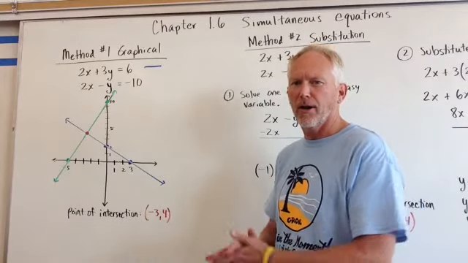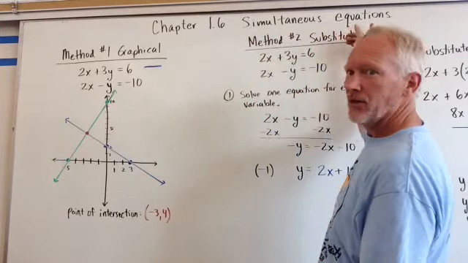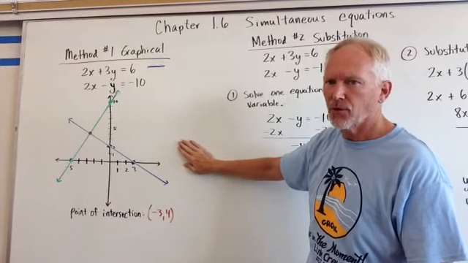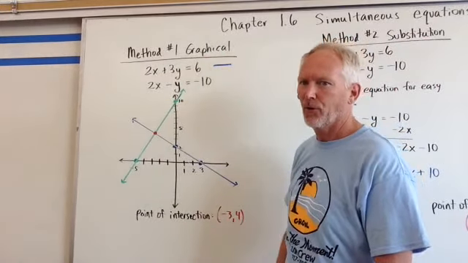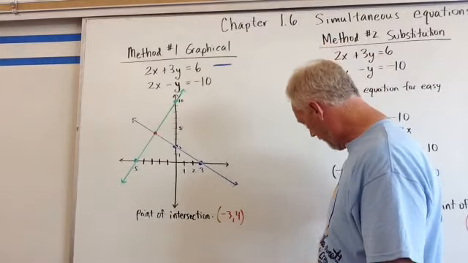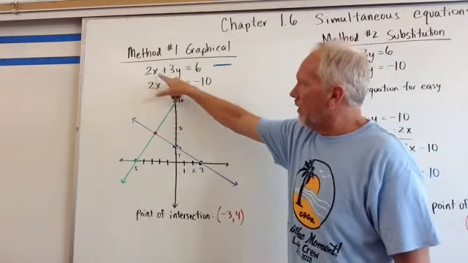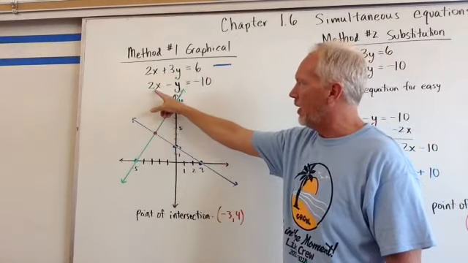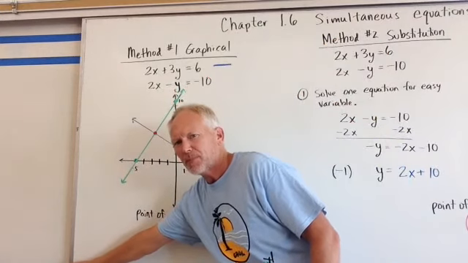Hi, video again, this time chapter 1.6, which is simultaneous equations. So we've got three different methods of solving simultaneous equations. One method is the graphical method, and that's where we basically have an x and a y, so 2x plus 3y is equal to 6, and then we also have 2x minus y is equal to negative 10.